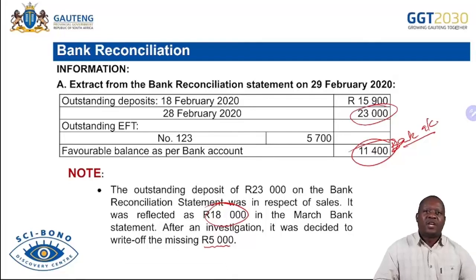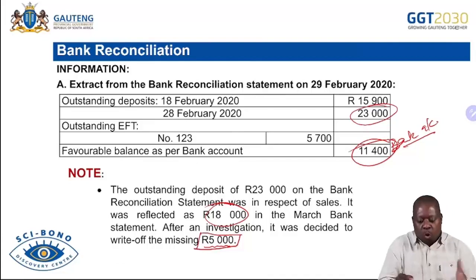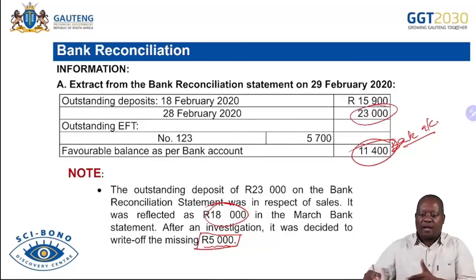5,000. So we took 23,000 and maybe we gave it to someone, a trusted person, to go and deposit in the bank. And then when we are receiving the bank statement, it is saying only 18,000 was deposited. So it means something happened to our 5,000. Our 5,000 decided to grow some legs and walked away. We could not ascertain where the money is.